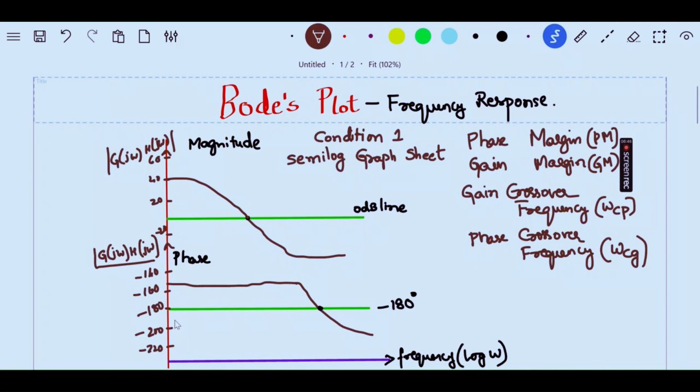In a further section of this video, you will learn how to do this magnitude and phase plot, and there you will see whatever I'm saying. This is in degrees. Keep that in mind.